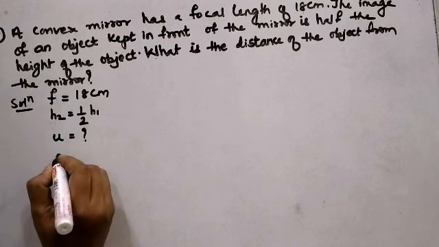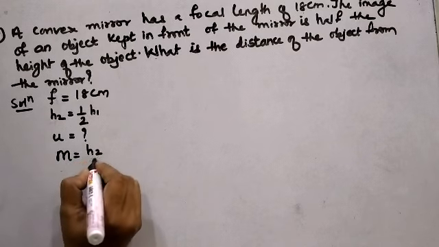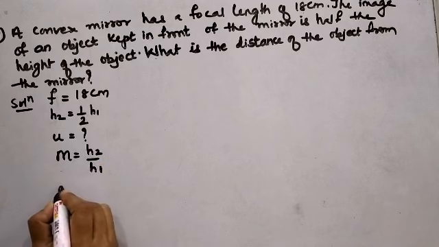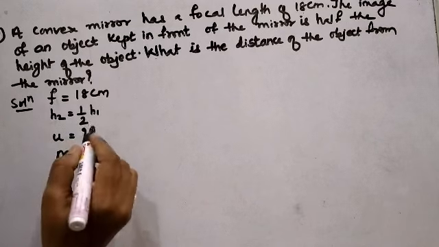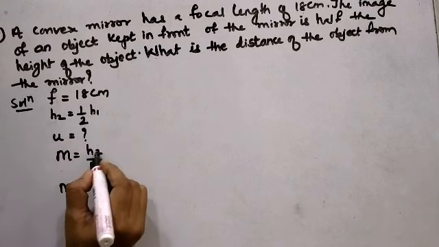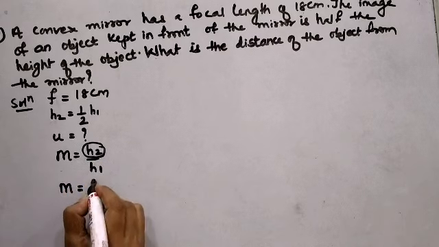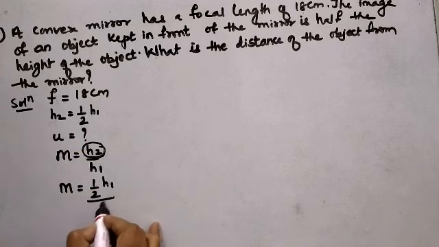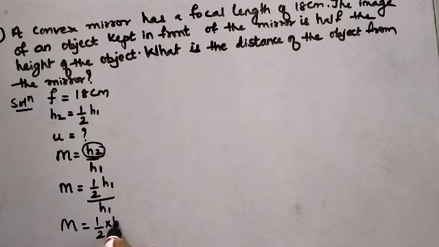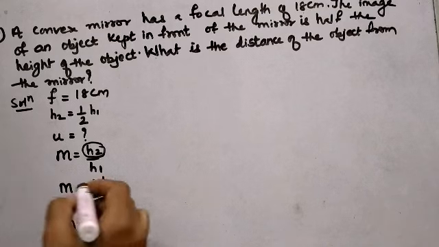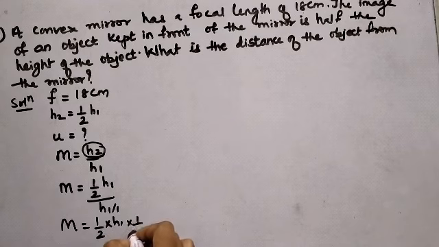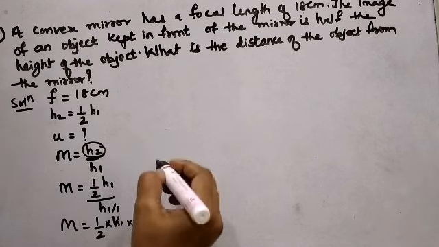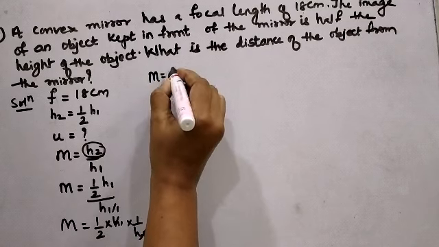Now we know that the magnification which is produced by a spherical mirror is equal to h2 upon h1. So magnification will be equal to h2. How much is h2? Half of h1. So this h2 will be substituted as half of h1, upon h1. So magnification will be half of h1, and this h1 means h1 upon 1. So we will have to take the reciprocal of h1 upon 1. So this will become 1 upon h1. h1 and h1 will get cancelled. Magnification m will be equal to half.